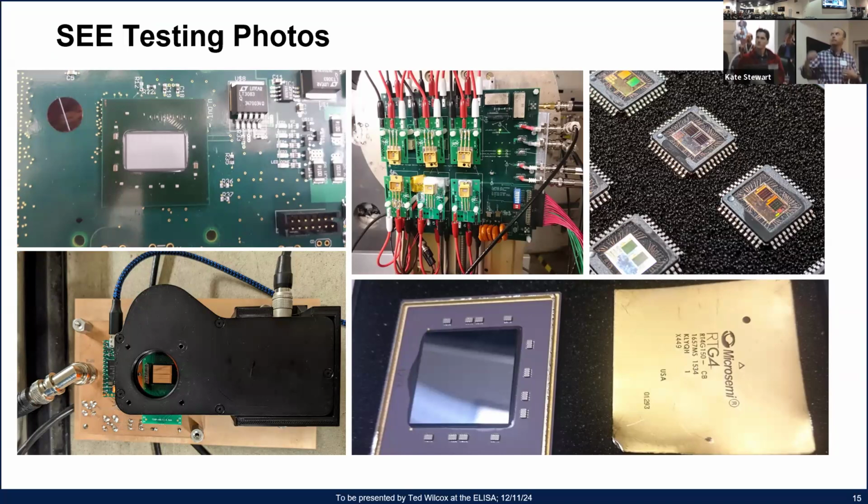But it means we end up removing the lids on, let's see here, this is, I believe, a Kintex 7 FPGA. In the upper center here, we have some power transistors. Upper right, these are PIC microcontrollers. Lower left is a NAND flash, and then this is a radiation hardened FPGA at the bottom.